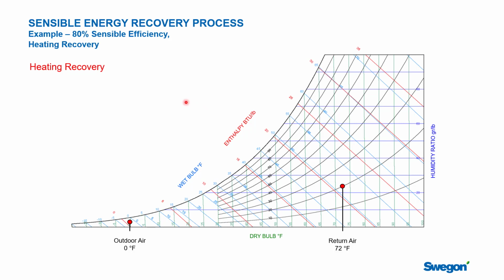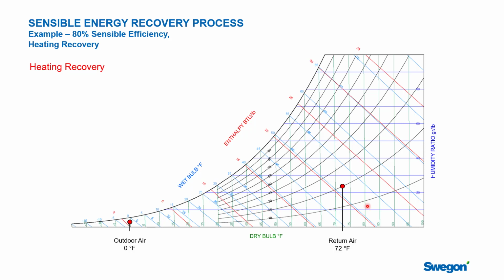So we're going to start by looking at winter conditions, heating recovery. And so now we have two airstreams and we have two starting points. So let's start with our return air. It's over here. You can see it's 72 degree dry bulb. Now on a psychrometric chart, these conditions across the bottom in this light green are your dry bulb conditions. So you can see this running up. This is at 72 degrees. We follow this up and you can see that the return air in the winter has 20% RH.